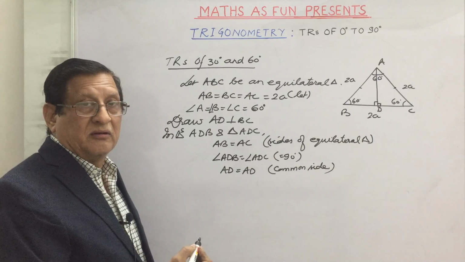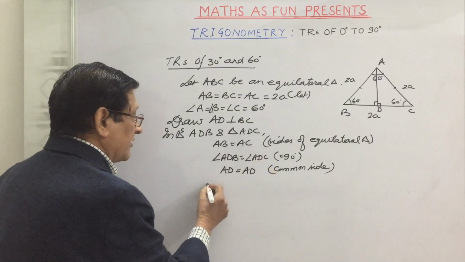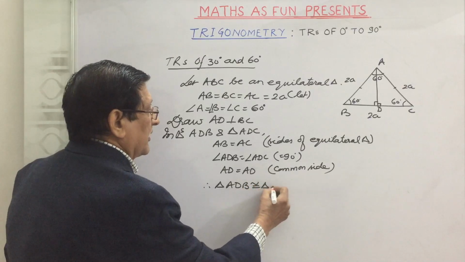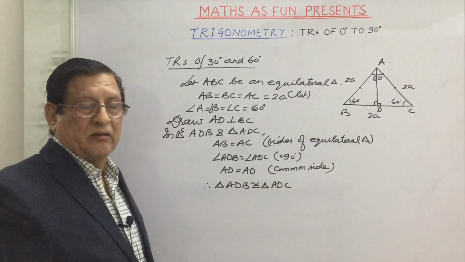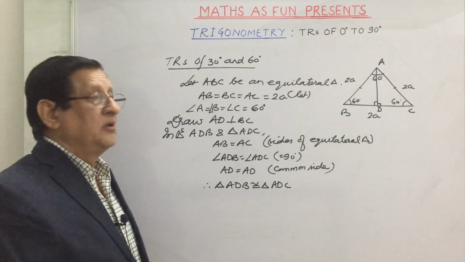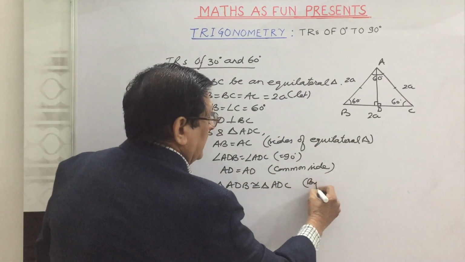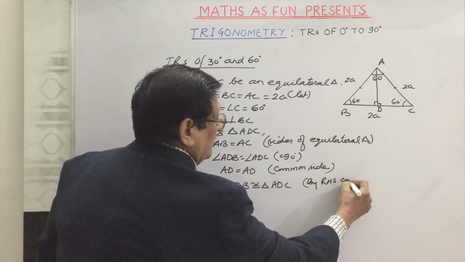And then what we can say? These triangles are congruent. Triangle ADB is congruent to triangle ADC. By which property? Hypotenuse and one of the sides. So we can say by RHS congruence.